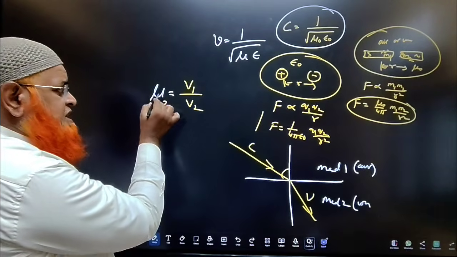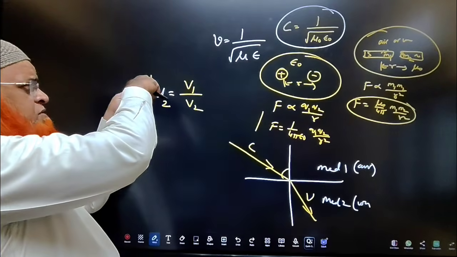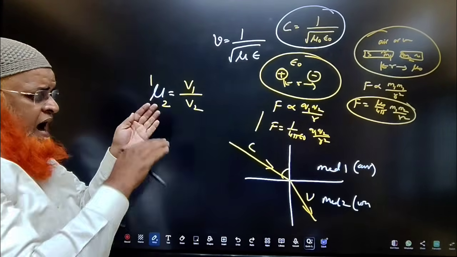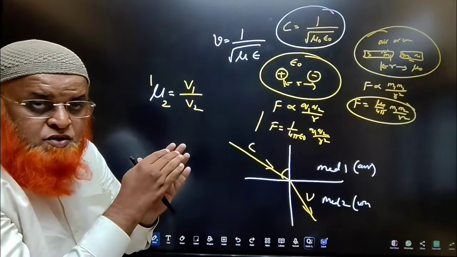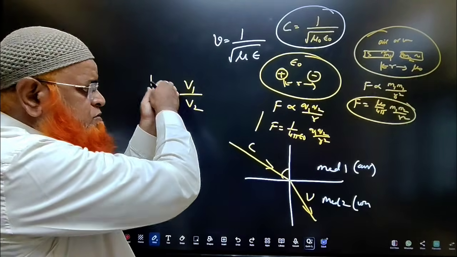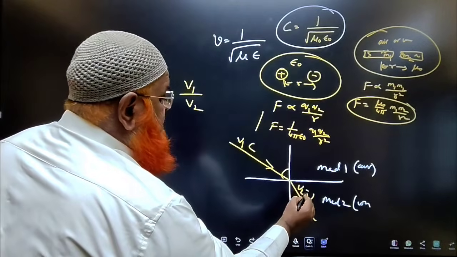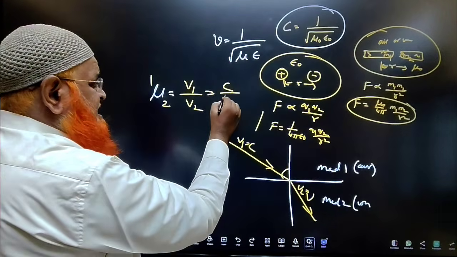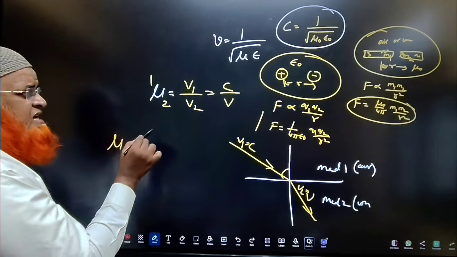This is called a subscript, this is called a superscript. First, it is starting from air, the first medium. So, 1 comes as a superscript and it enters the second medium, and this is called a subscript. Mu 1, 2 is the velocity of light in the first medium to the velocity of light in the second medium. So, this is V1 and this is V2. V1 is given with C and V2 is given with V. Therefore, the refractive index is given as C by V.